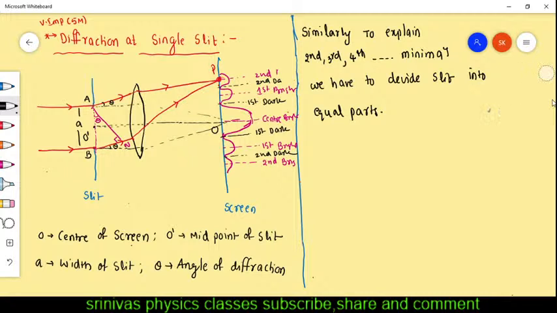To explain the first minima, I divided the slit into two parts. To explain the second minima, we have to divide the slit into four parts. Six parts, eight parts, like this.